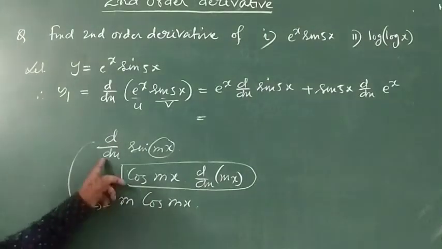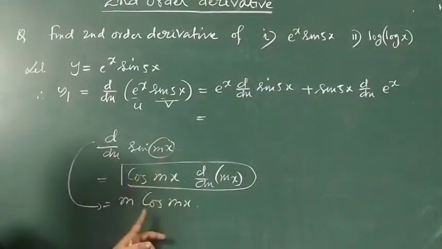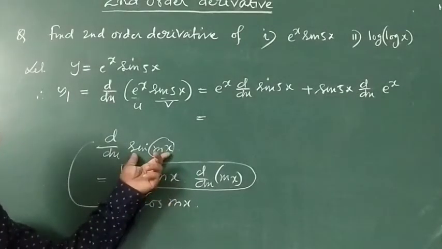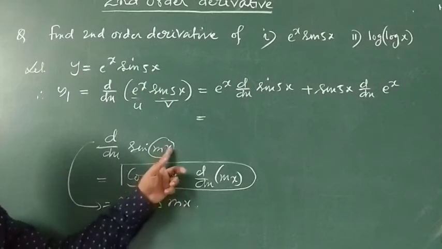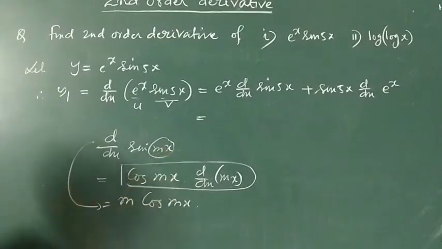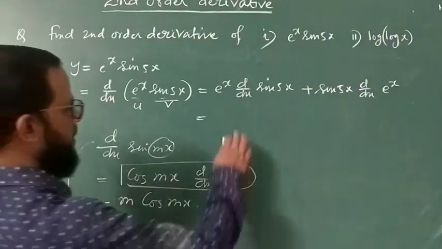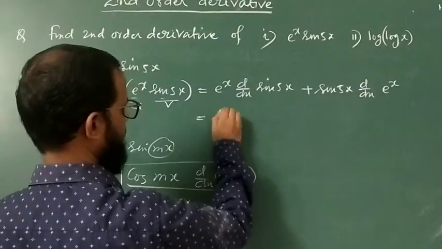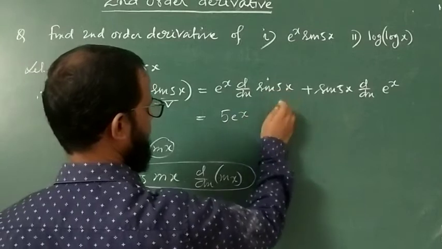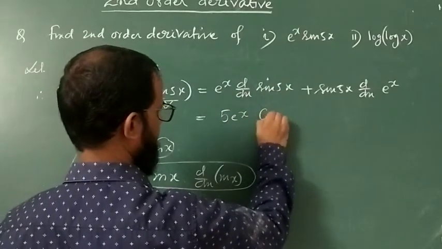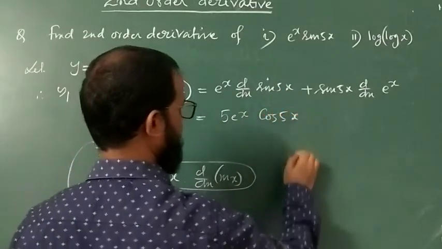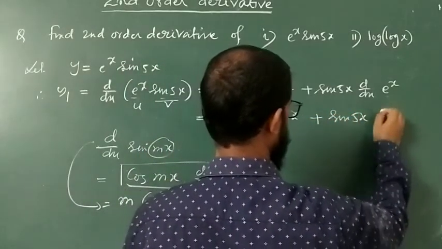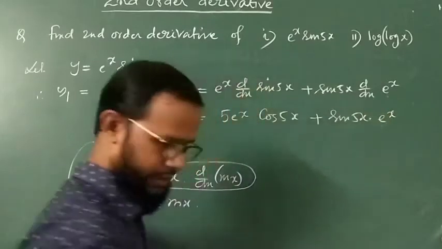How will we do it? d dx of sin mx will be m into cos mx. That means the derivative of sin mx is cos mx, and the coefficient of x gets multiplied. Now here you see d dx of sin 5x, so 5 will come and multiply. 5 into e to the power x and the derivative of sin 5x is cos 5x. Here also sin 5x, and d dx of e to the power x is e to the power x.